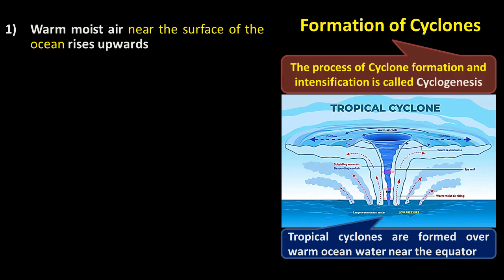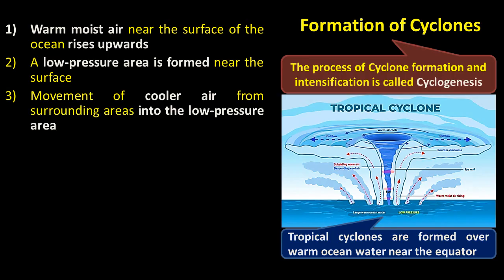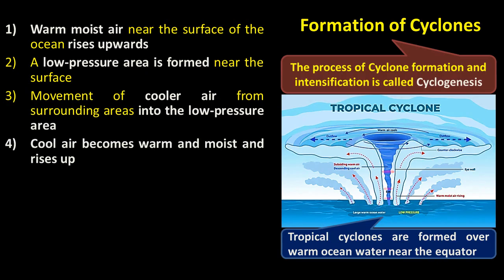Warm moist air near the surface of the ocean rises upwards, which creates a low pressure area near the surface. The low pressure area results in the movement of cooler air from surrounding areas into the low pressure area. Now, even this cool air becomes warm and moist and rises up. The above cycle keeps continuing.